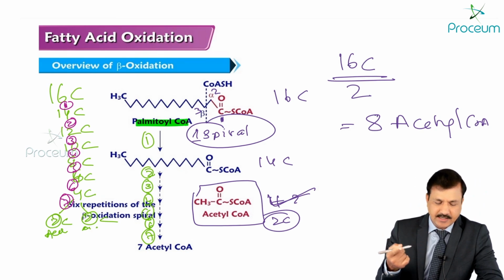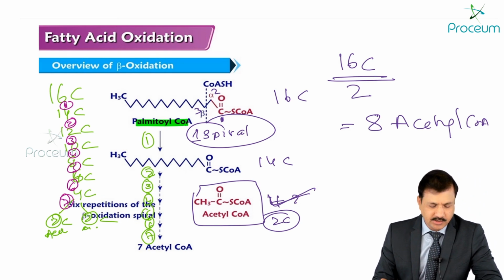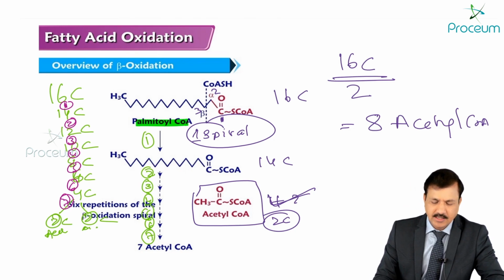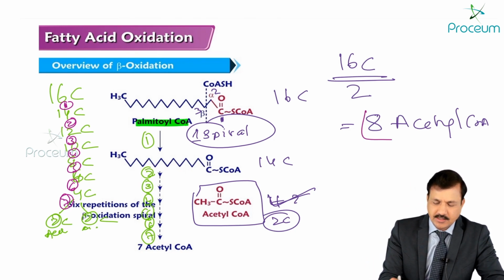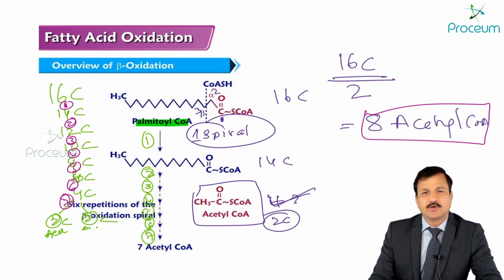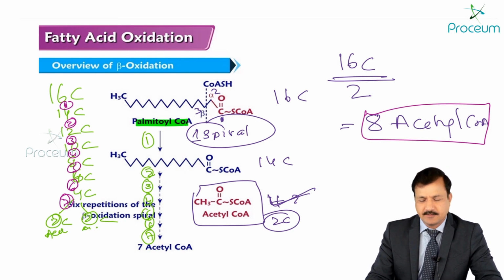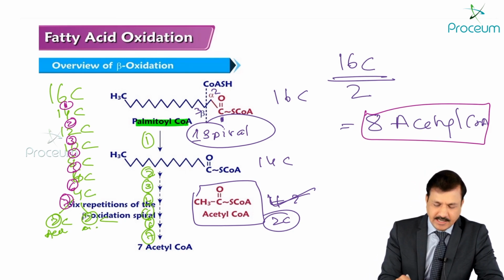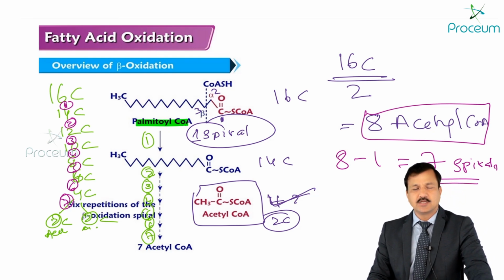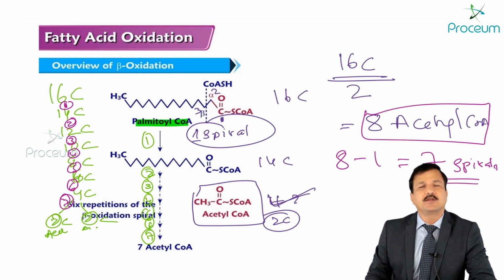And how do you find that? You can't just write it down as 1, 2, 3, 4, though we can do it if we have sufficient time in the exam. But the easy way is, once you know there are 8 acetyl-CoA, all you need to do is subtract 1 from that 8. So 8 acetyl-CoA, that means 8 minus 1, you get 7, that means 7 spirals. So it takes 7 beta oxidation spirals to break a 16 carbon fatty acid.